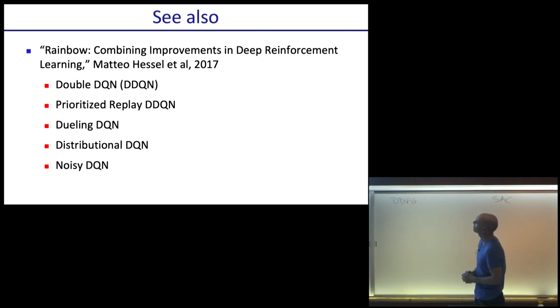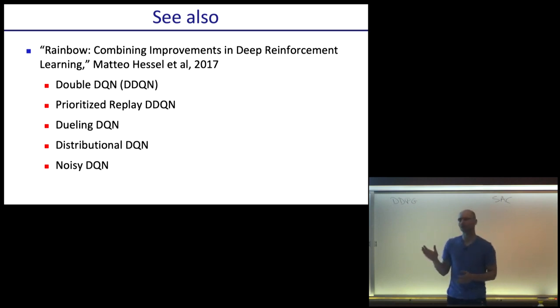Noisy DQN is a different way to explore. Rather than exploring by taking epsilon greedy random actions, you perturb the weights in the Q function. Why might you do this?